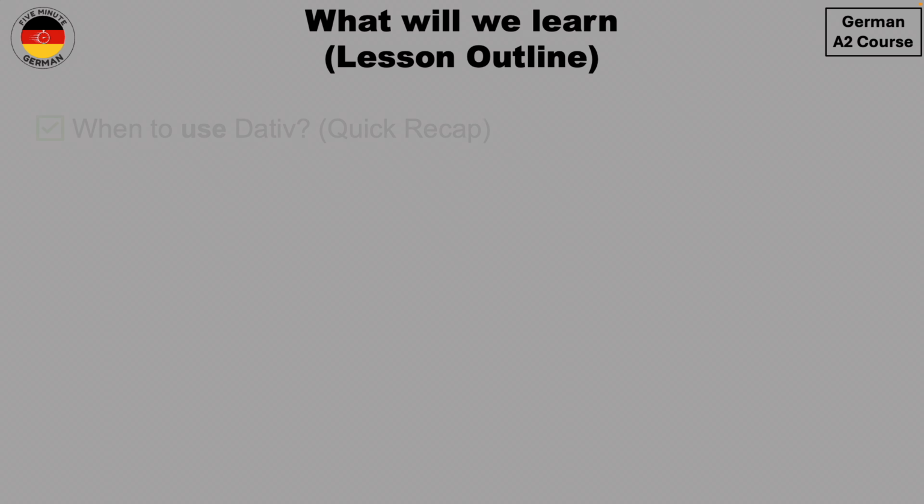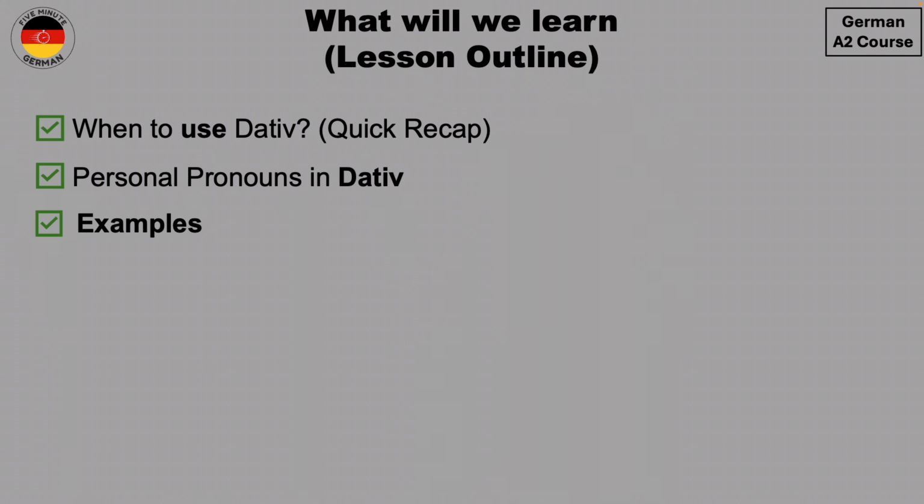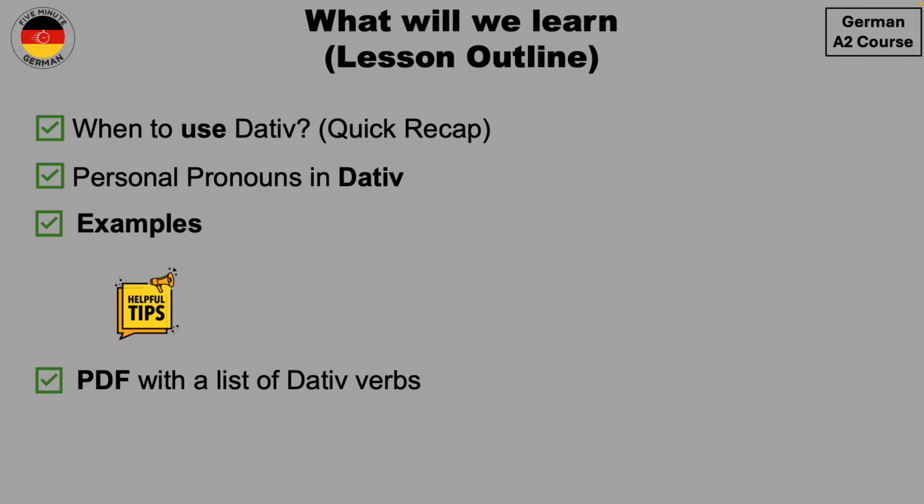So we will start by first of all doing a quick recap of when to use the dative case, so that when we use the personal pronouns in dative, you understand the reasoning behind it. Then we will take a look at the personal pronouns in dative, what are the different forms, and then I will also give you some examples of how these personal pronouns are used in sentences. At the end, I will give you a PDF with a list of dative verbs, which will help you in identifying when to use the personal pronouns in the dative form. So are you guys ready?